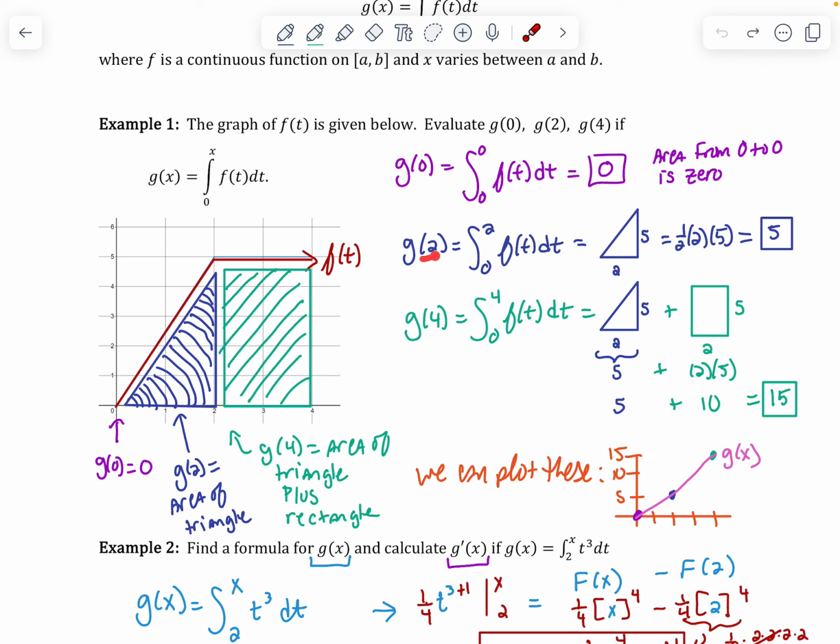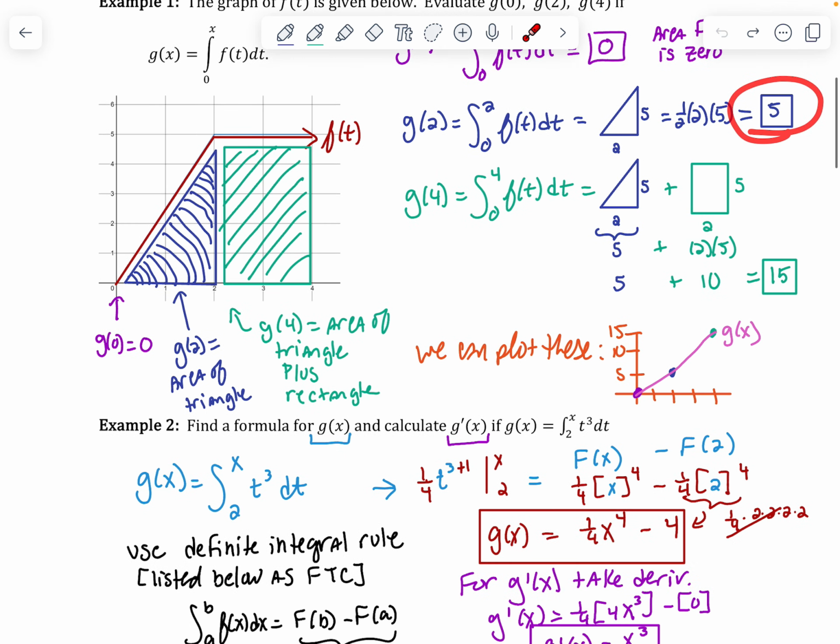Now, when I'm asked to find g of 2, I'm going to integrate from 0 to 2 for the function that I see. So I've got this graph, and I'm only coming to where x is 2. I can see I've got this triangle that I've shaded in blue from 0 to 2, so it has a base of 2. We can see the output has a height of 5, and using the formula for a triangle, 1/2 the base times the height, the area of the blue triangle is 5 units.